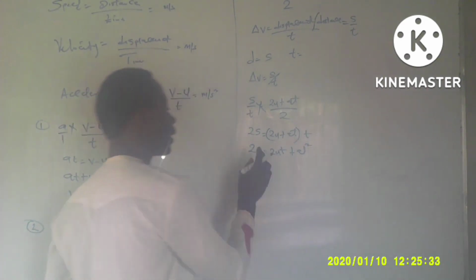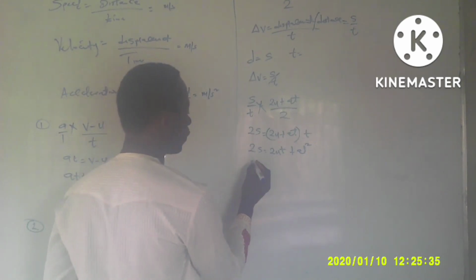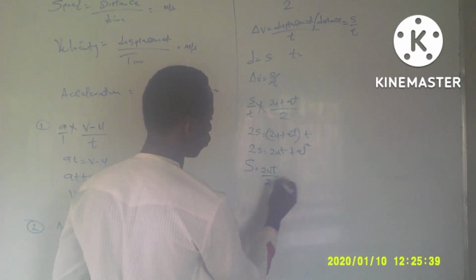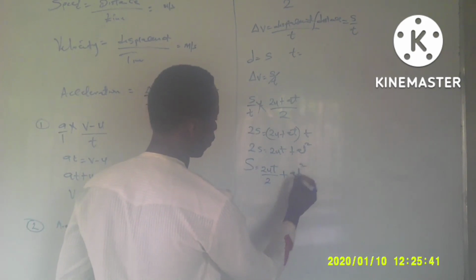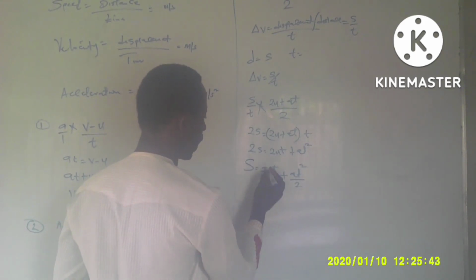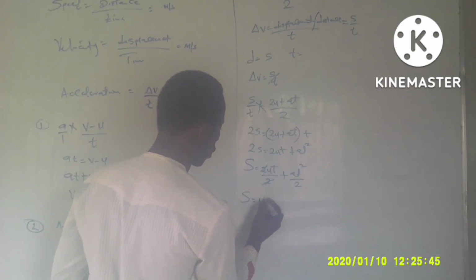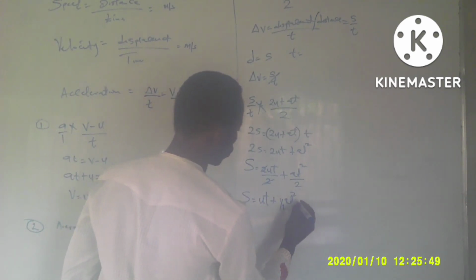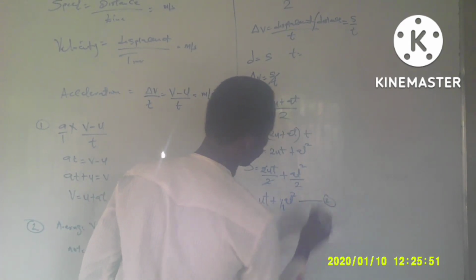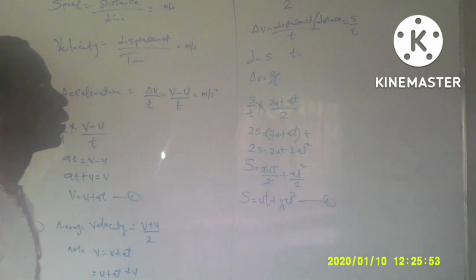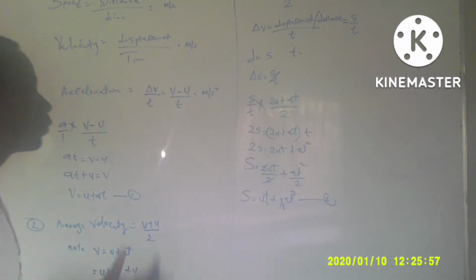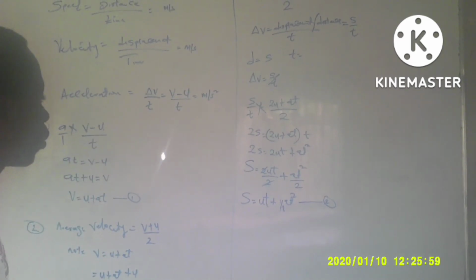So let's make x the subject of the formula now. Having x is equal to 2ut over 2 plus 8t squared over 2. So we cancel 2, then we have x is equal to ut plus 1 over 2 at squared. So that gives us our equation 2. Yeah, that gives us our equation 2. So now we are going to prove the third equation of motion, which is what?